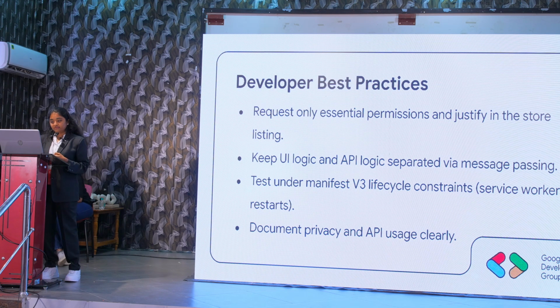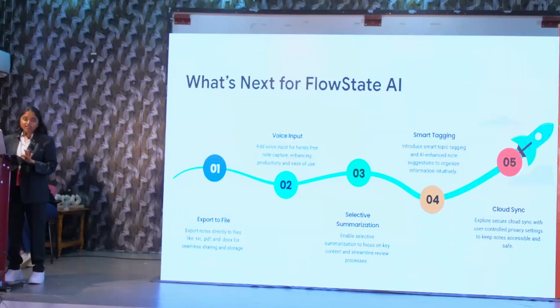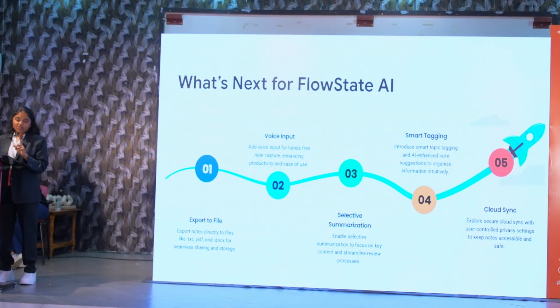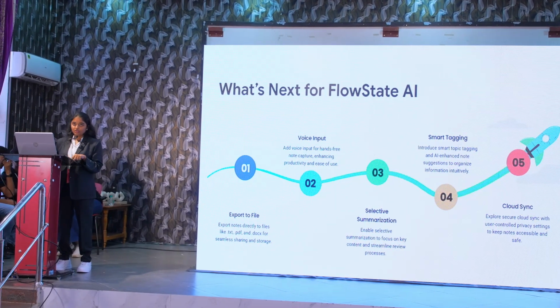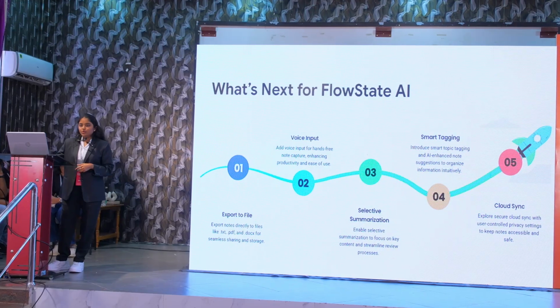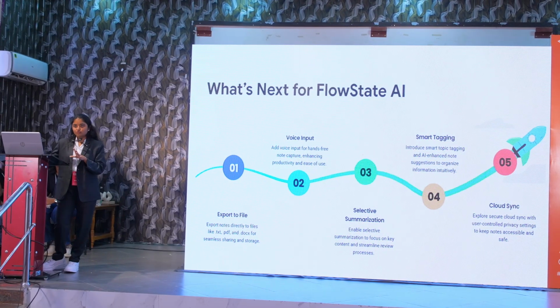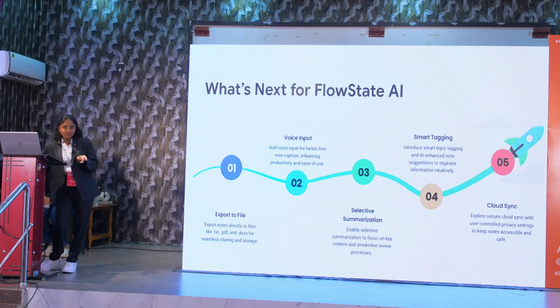And document privacy and API usage clearly. A privacy.html file is mandatory for your extension. You have to mention what privacy practices you are going to showcase for your users. So these are the very basic things I have done so far in FlowState AI, but I have something in mind to do in the future also.